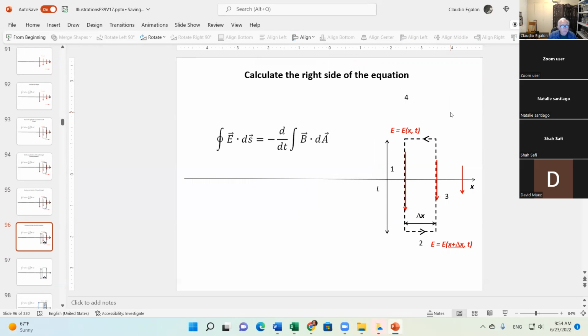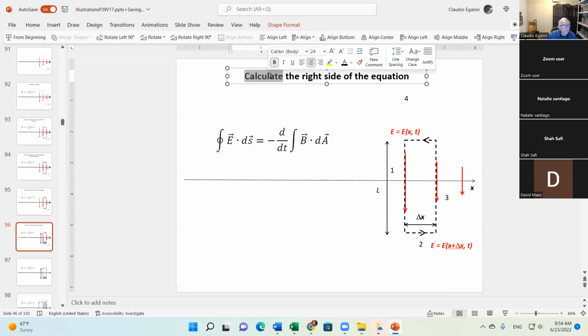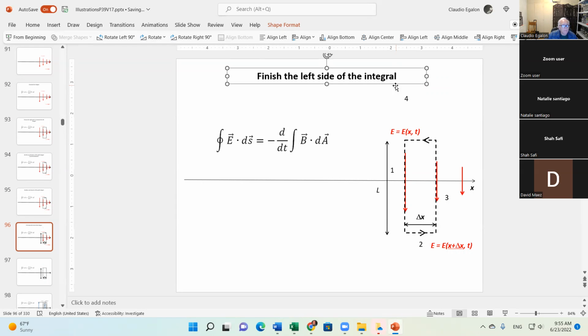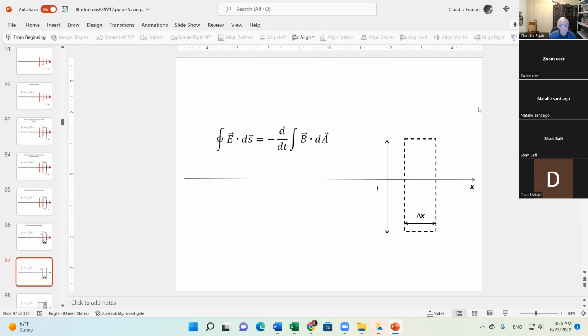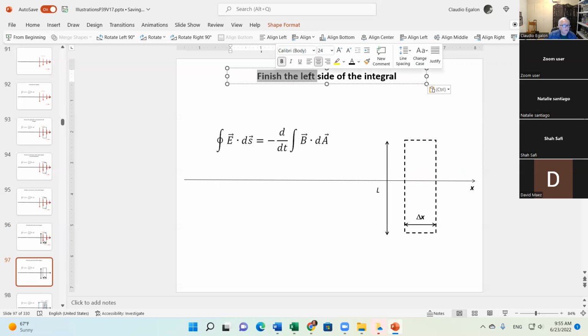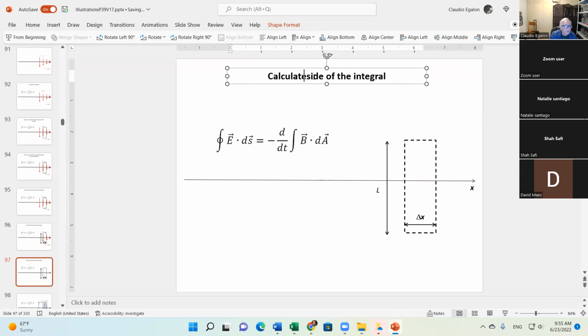No, wait a minute. No, it's not the right side. Finish the left side, right? Finish the left side of the integral. What's going to come next? Now we are going to calculate the right side of the integral.